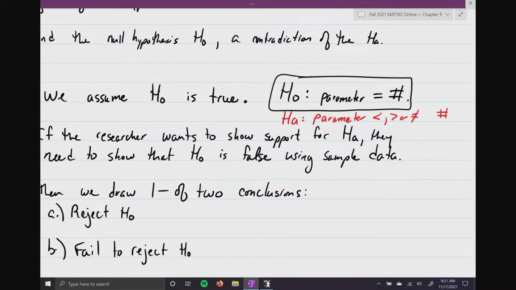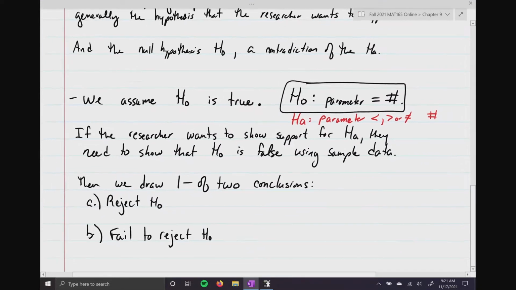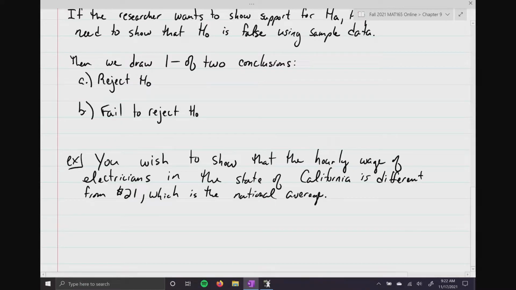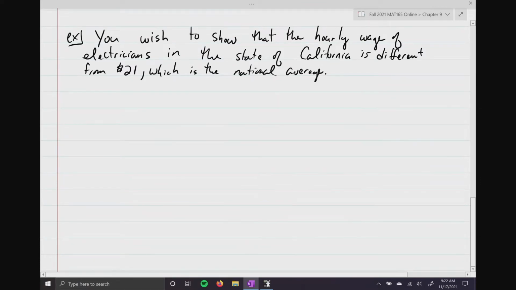So the first thing that I want to do right now is I want us to get comfortable with labeling the null and the alternative hypothesis. Okay? So here's just a small example. And here's our first example. So you wish to show that the hourly wage of electricians in the state of California is different from $21, which is our national average.